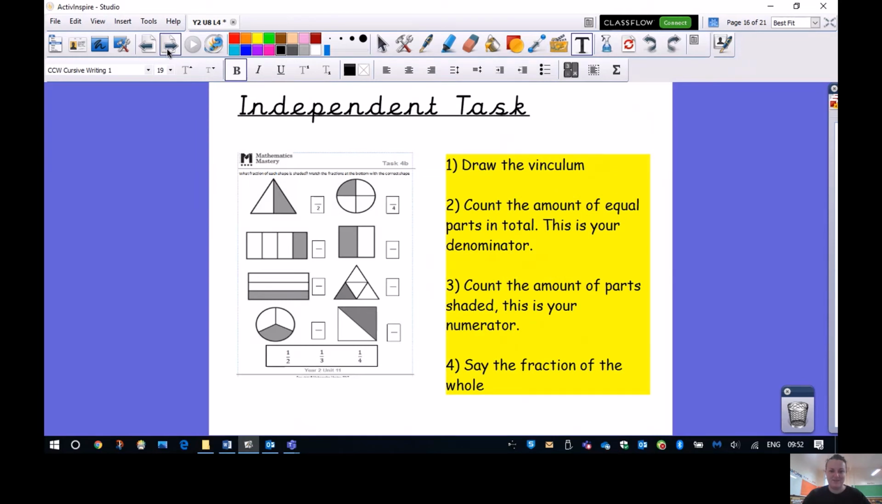Your task is to draw the vinculum. Count the amount of equal parts in total. Write down your denominator. Count the amount of parts shaded. Your numerator, and say the fraction of the whole.